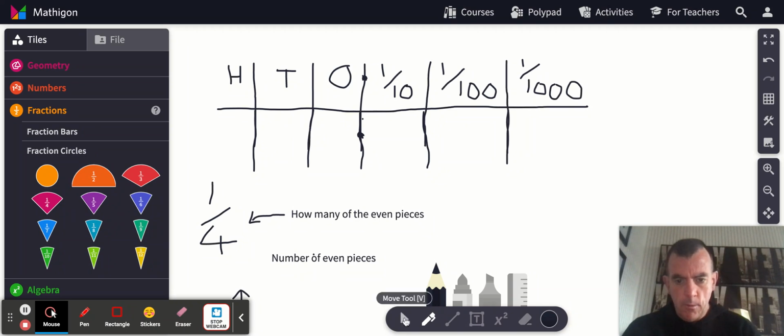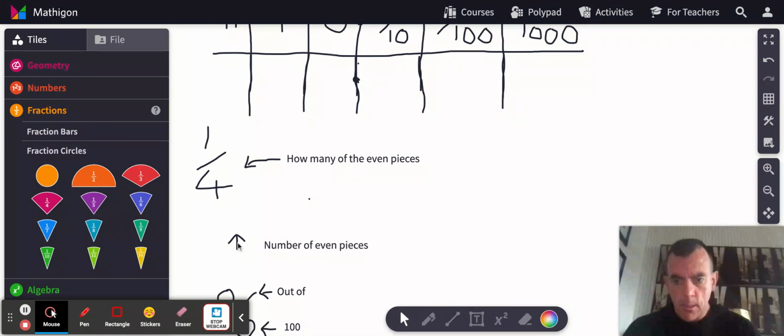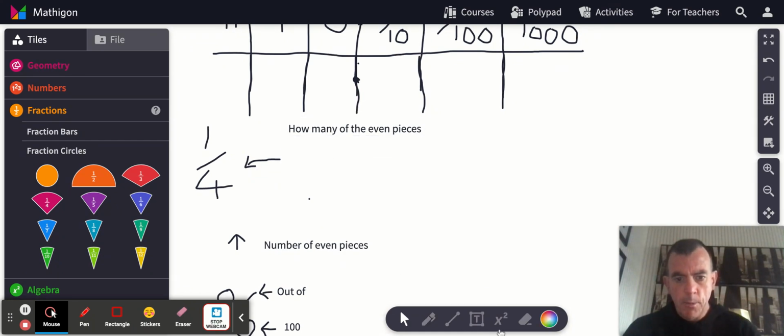So if I move this around here, the denominator there shows us the number of even pieces. It's that part of the fraction there. And then the numerator up here shows us how many even pieces that we've got, or how many we're dealing with in our work. So in this case, we're dividing it into 4 even pieces, and we're looking at one of those even pieces and seeing what that converts as a decimal fraction and as a percentage.